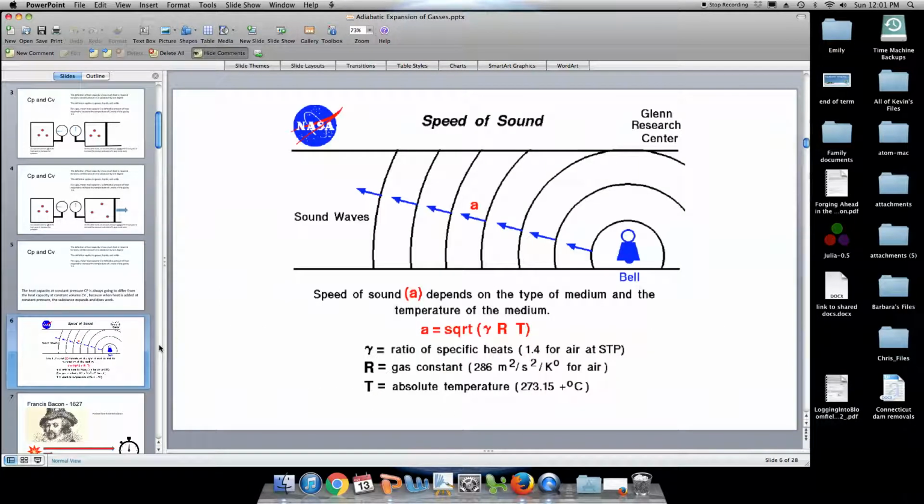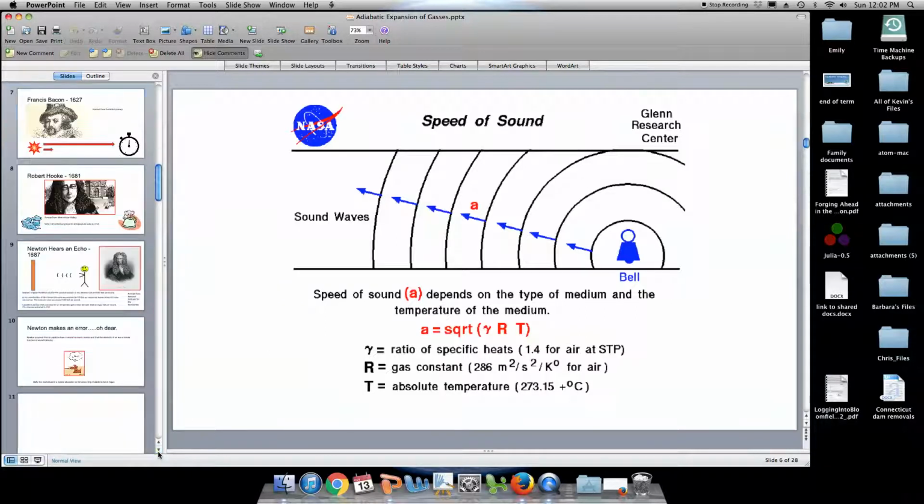Okay, this is a spoiler. I'm going to talk a lot about the speed of sound in air. And if we look at this nice slide from the National Aeronautics and Space Administration, we see that the speed of sound in air is the square root of the temperature of the air in Kelvin, the universal gas constant, and the ratio of the specific heats, or the ratio of the heat capacity of air at constant pressure to the heat capacity of air at constant volume. Okay, sorry about the spoiler. Let's get back to the adiabatic expansion of gases.